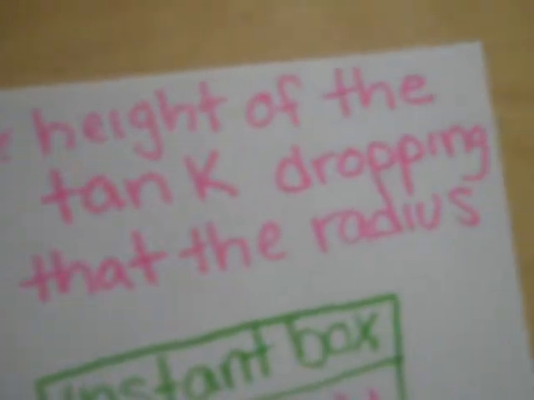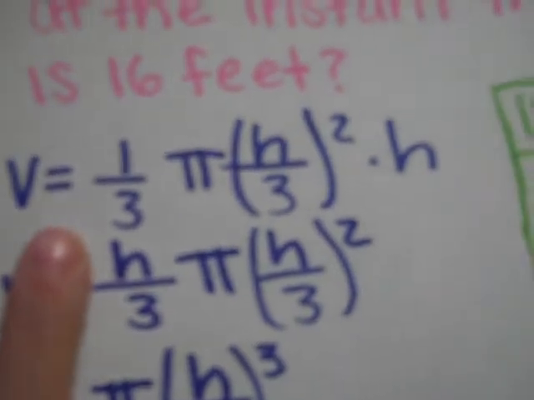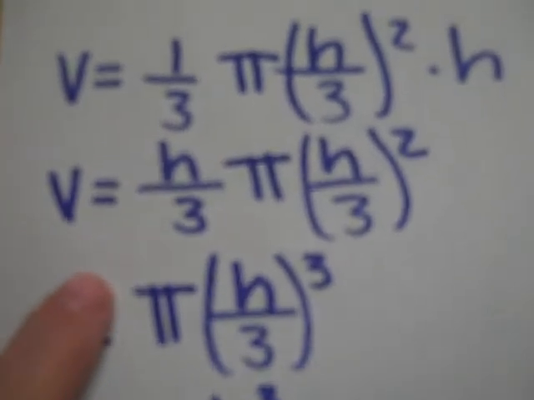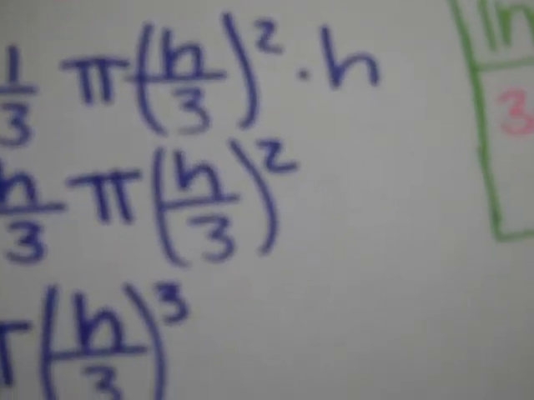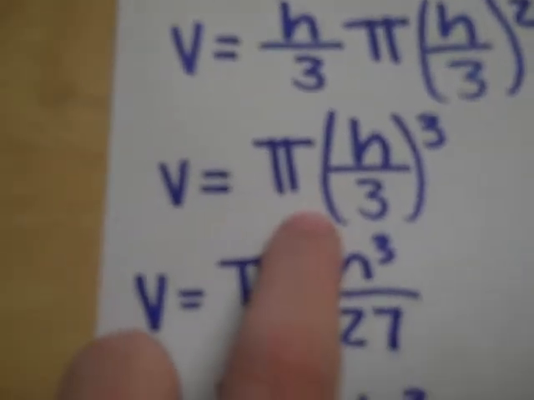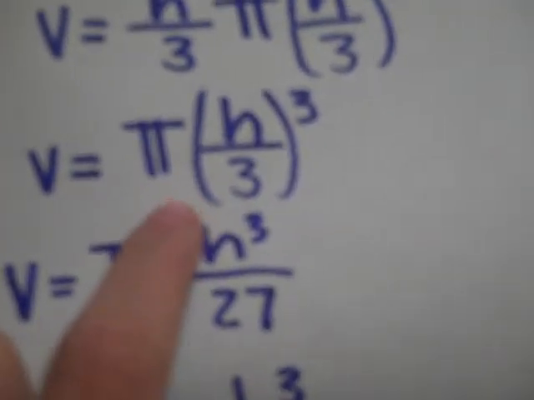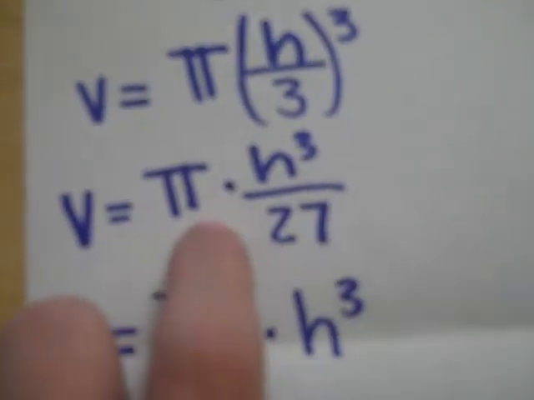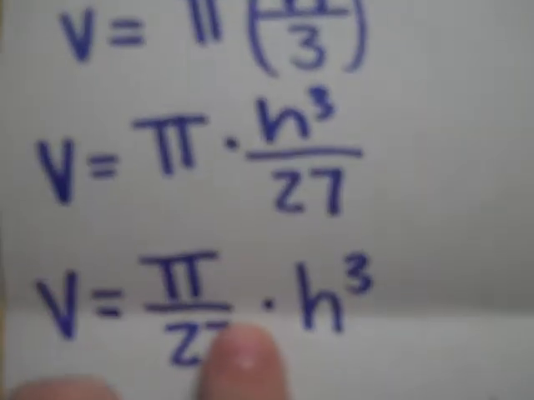C says how fast is the height of the water in the tank dropping at the instant that the radius is 16 feet. So you have to change the r's to h's. So V equals 1/3 π (h over 3) squared times h. When you combine, you get V equals π h cubed over 3 cubed. And when you cube the 3, you get π times h cubed over 27. Then V equals π over 27 times h cubed.